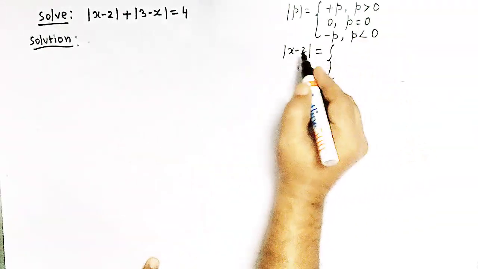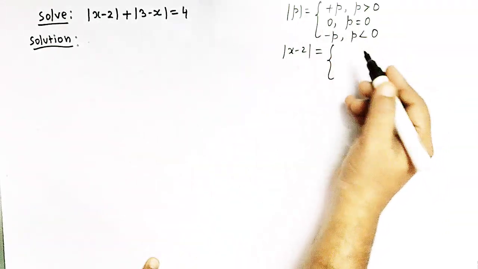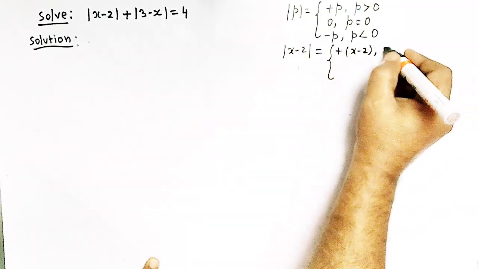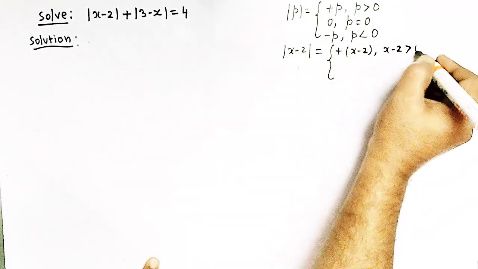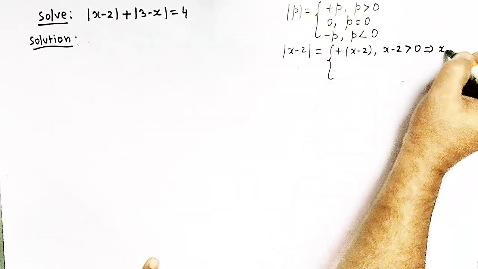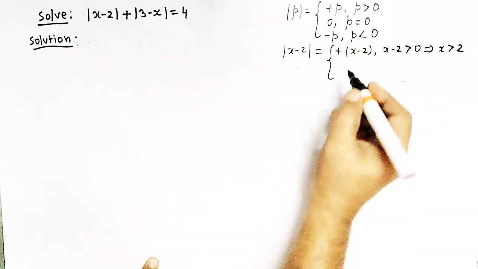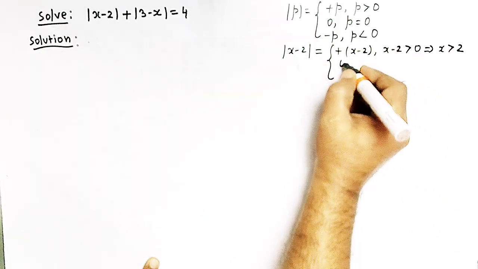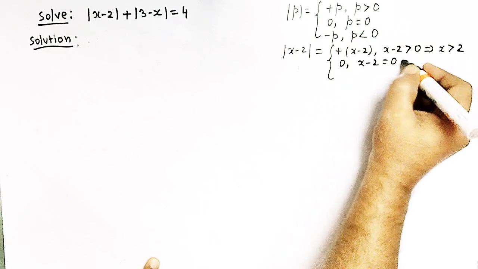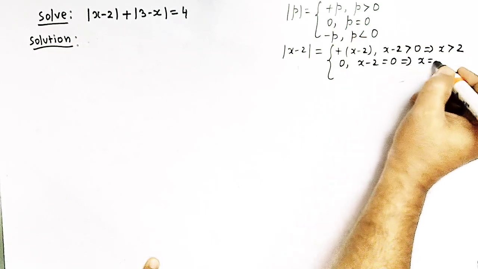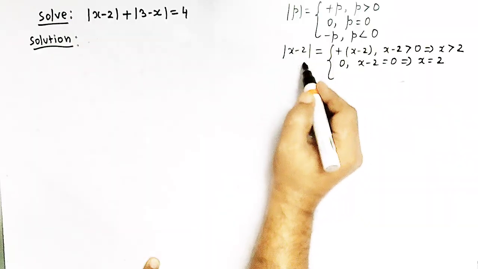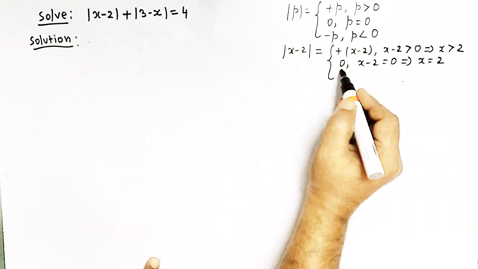So mod of x minus 2 can be defined as positive x minus 2 whenever x minus 2 is greater than 0, which implies x is greater than 2. And mod of x minus 2 is equal to 0 whenever x minus 2 is equal to 0, which implies x is equal to 2. So when x is equal to 2, mod of x minus 2 is equal to 0.